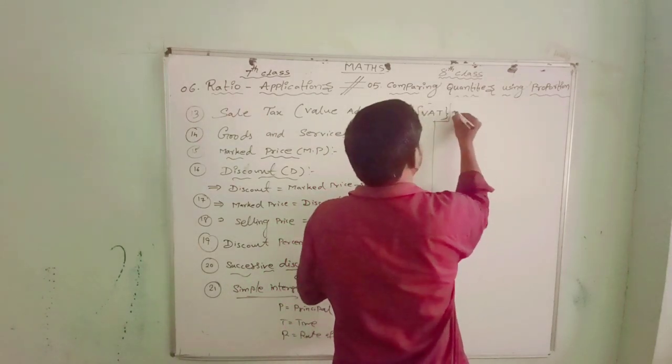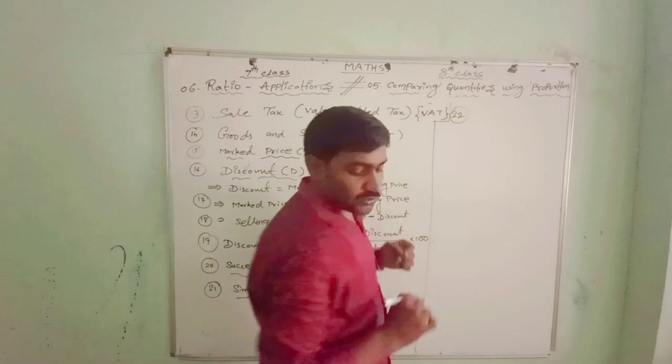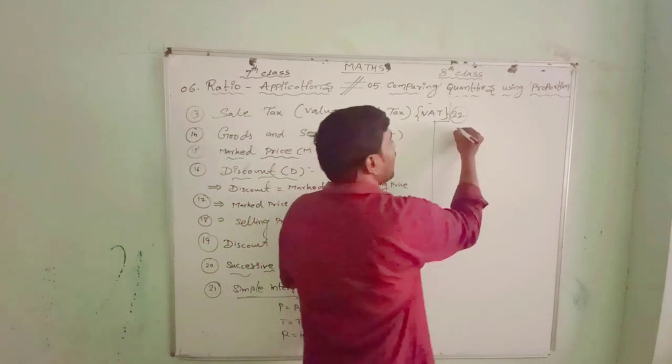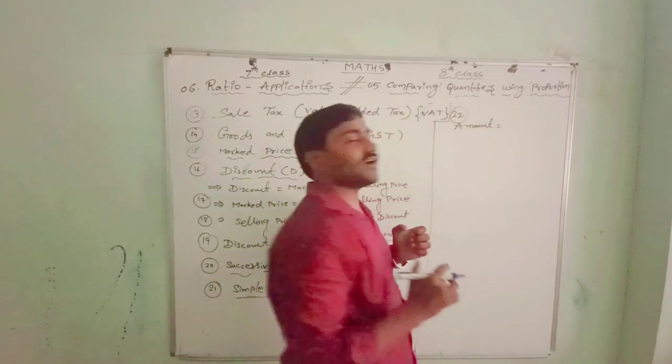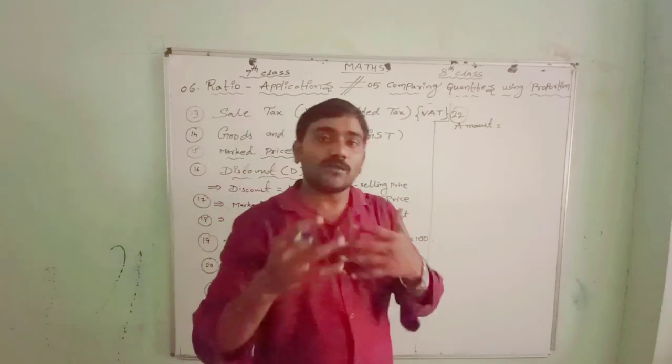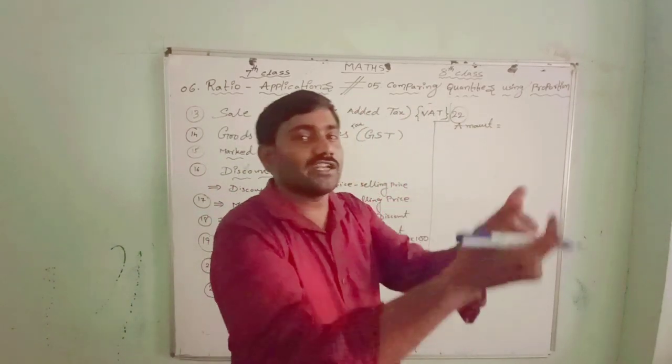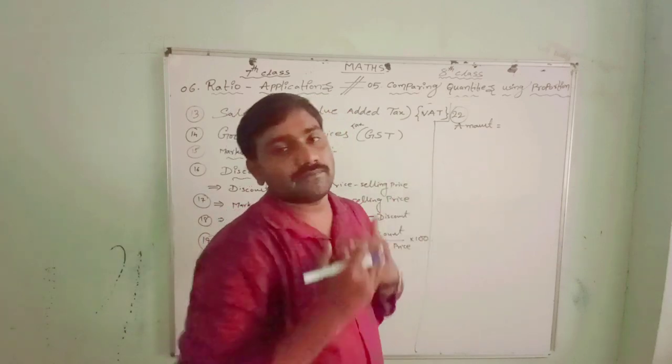Formula number 22. That is the amount formula. Amount in the sense what? See, suppose I borrowed 10,000 rupees. I have taken 10,000 rupees from others.